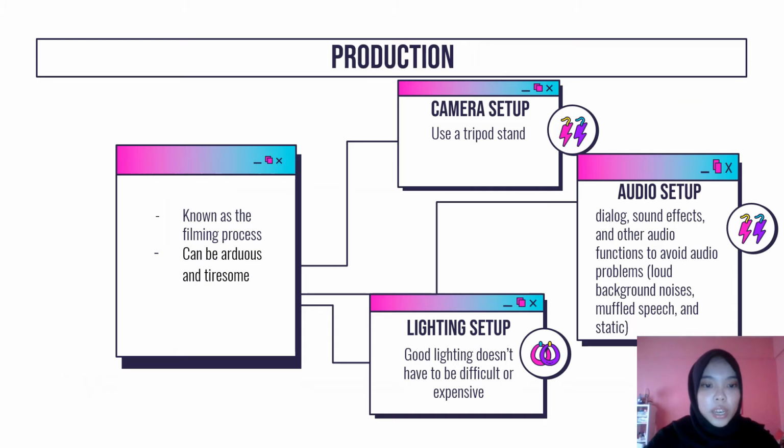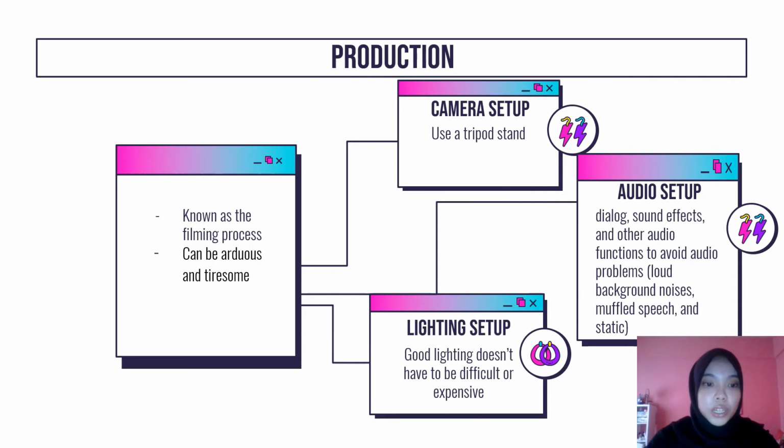Okay, so the next stage is the production stage. This stage is known as the filming process, where the magic happens, where we get to see the actors deliver their lines, where ideas and scripts are being brought to life. The production phase can be arduous and tiresome, depending on the size of the project itself. Sometimes it can take just a few hours of shooting, but most of the time it takes a few days or even up to weeks of shooting.